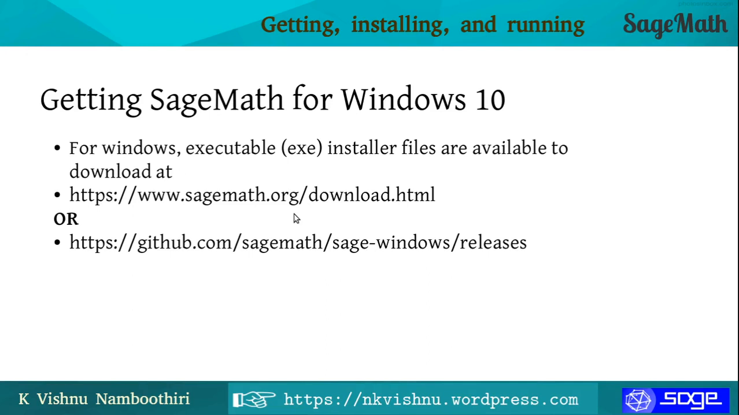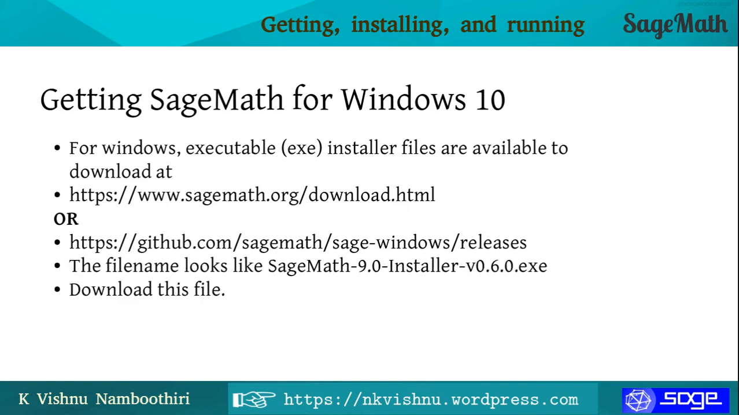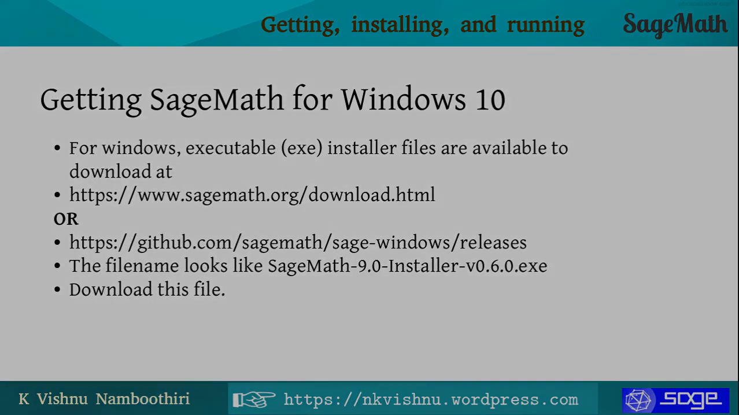These are the steps that we should follow to get SageMath for Windows 10. For Windows 7 also, these steps are equally going to be applicable. We need to download an exe executable installer file from the SageMath server, which can be located at the URL www.sagemath.org, download.html, or from the alternate site github.com. And from that site, we have to locate a file called SageMath 9.0 installer.exe. We have to download this file. This file is going to be a big file, and we are going to do that now.